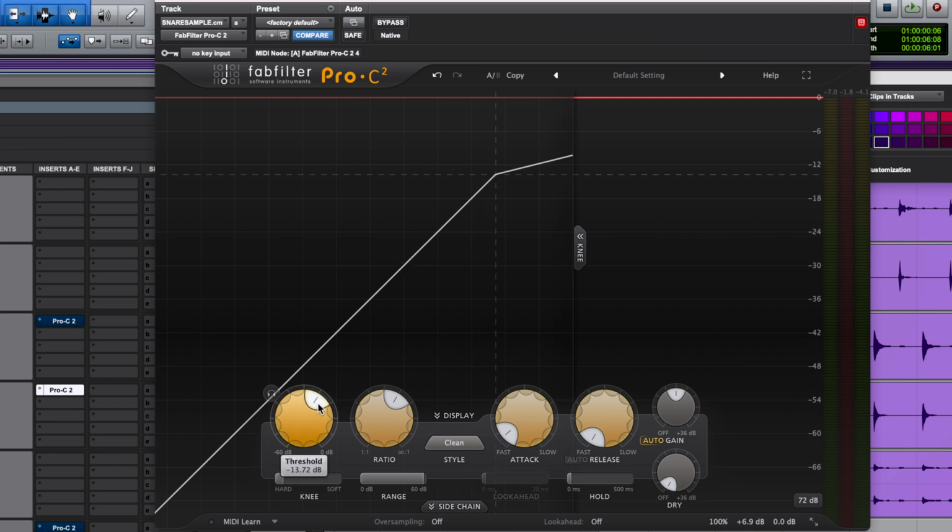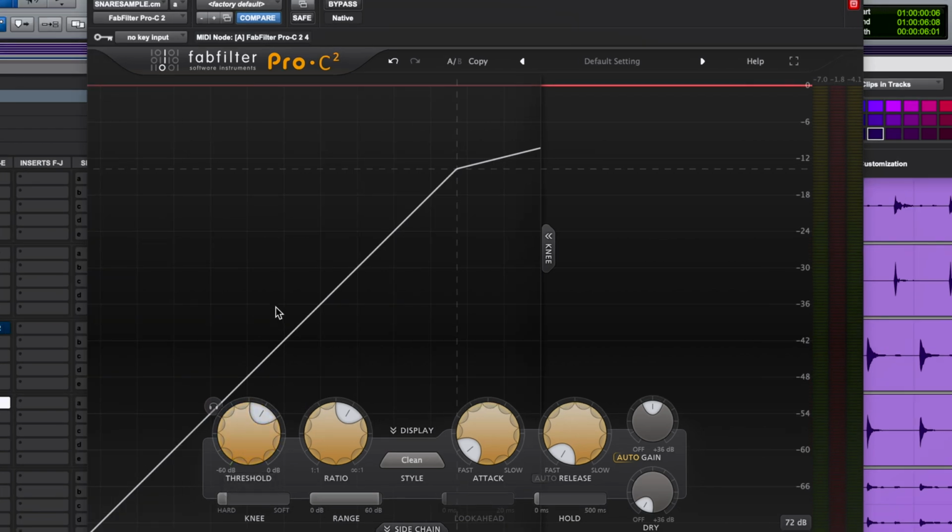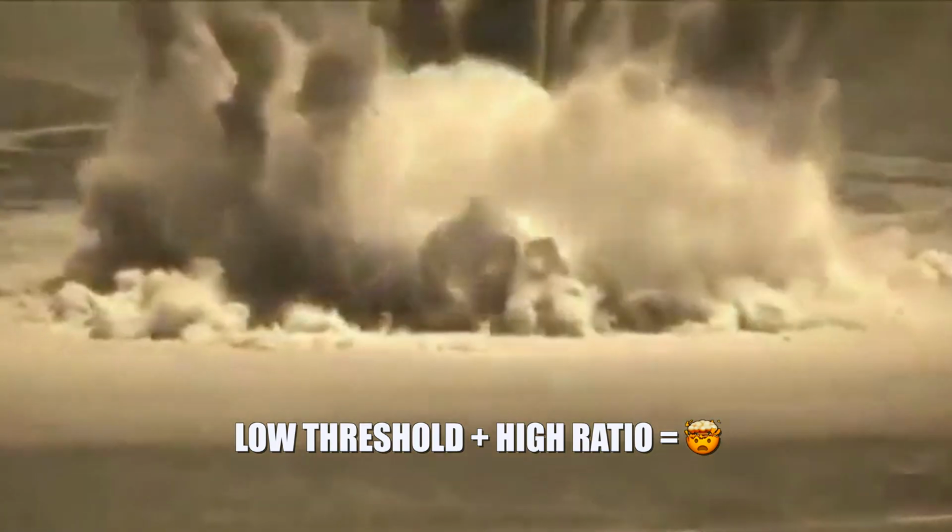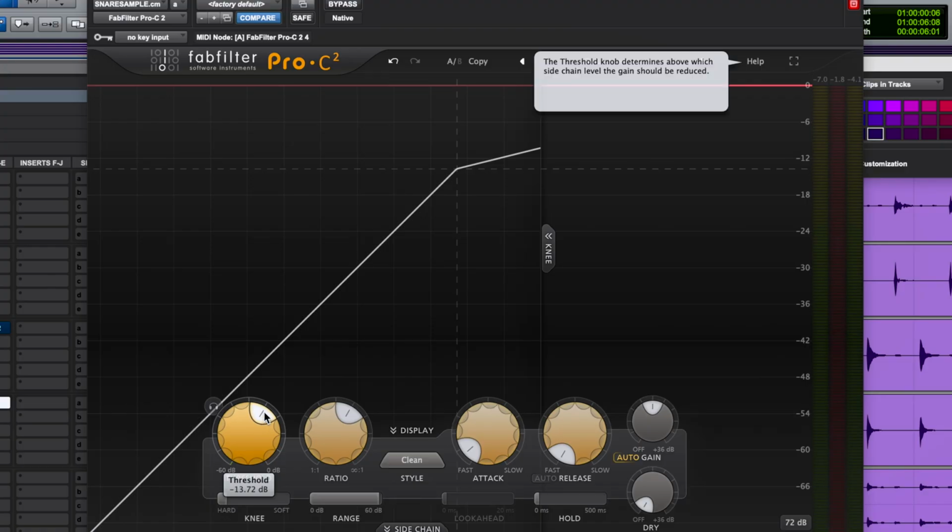But that also would be dependent, right, upon where I set my threshold. If I set my threshold very, very low and then set it to a very high ratio, we're going to be obliterating that sound source. But if I have my threshold set to a very, very moderate level, again, it's only going to maybe knock things down just a little bit, because it depends on how much past the threshold that sound source is getting.